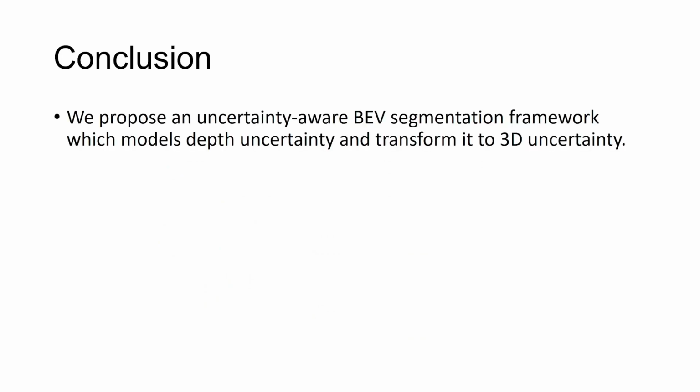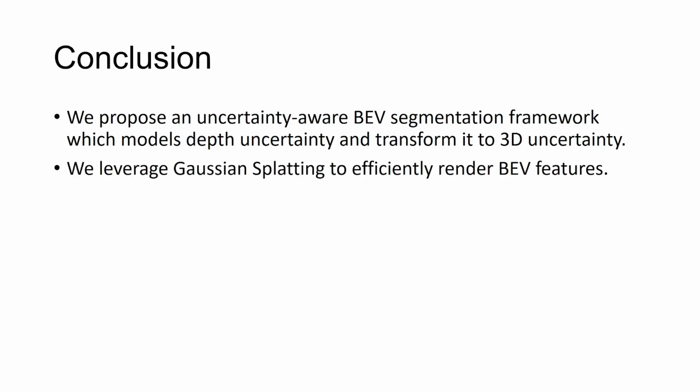In summary, we introduce a novel BEV segmentation framework that explicitly models depth uncertainty by transforming soft depth distributions into 3D Gaussians. We leverage Gaussian splatting to render features onto the BEV plane in a way that preserves spatial uncertainty, enabling smoother and more reliable representations.